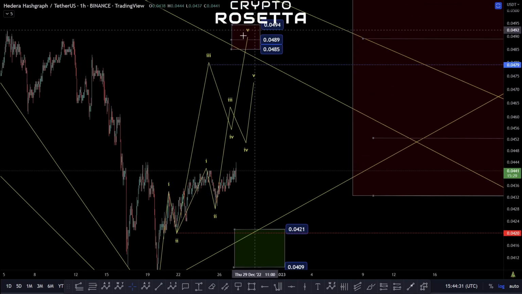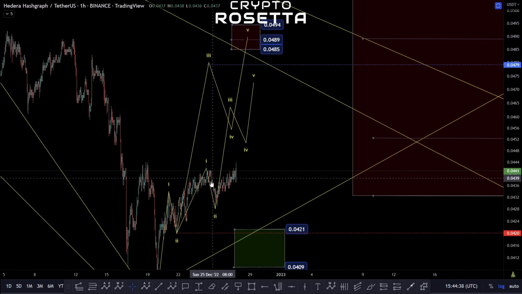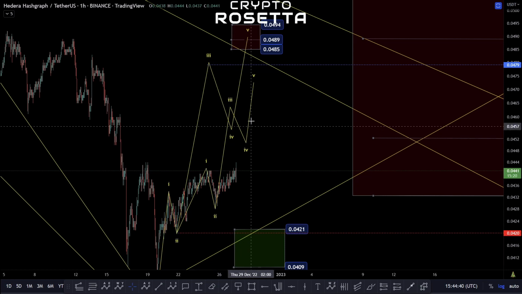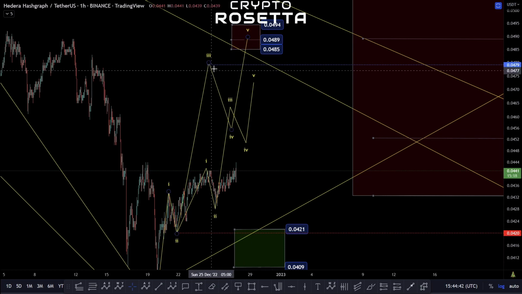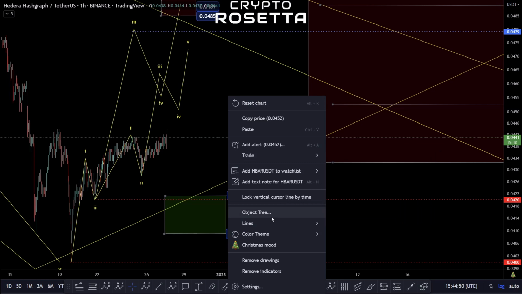If this does play out, effectively, we would be looking to target out this 0.494 and this 0.485, depending exactly how the structures develop. It might look to push a little bit higher or lower than that. But actually not really lower, because we would want to reach this 0.479 area if it's to play out as we have it marked out there.